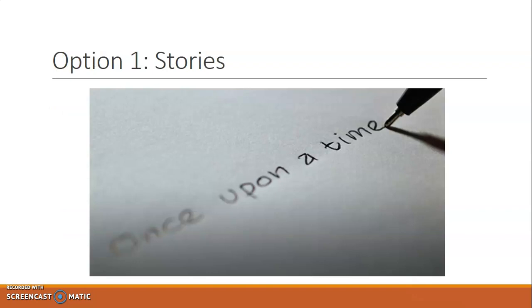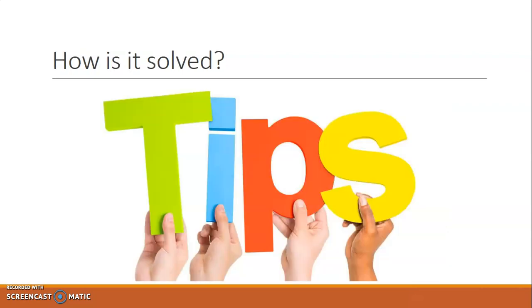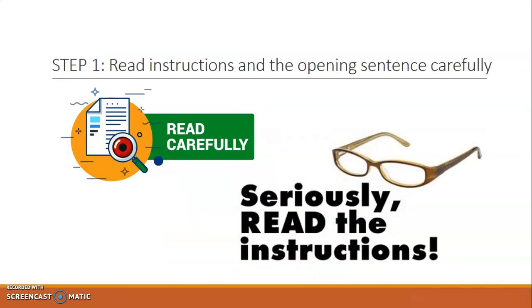Today, we are going to start talking about stories. That is one of the options that you have to choose to write. So, how can we work on it? Let's see some tips. First, as usual, read the instructions very carefully, and also the opening sentence, because these will help you a lot to define what you should write. So it is essential that you read every single part of the rubric very carefully.